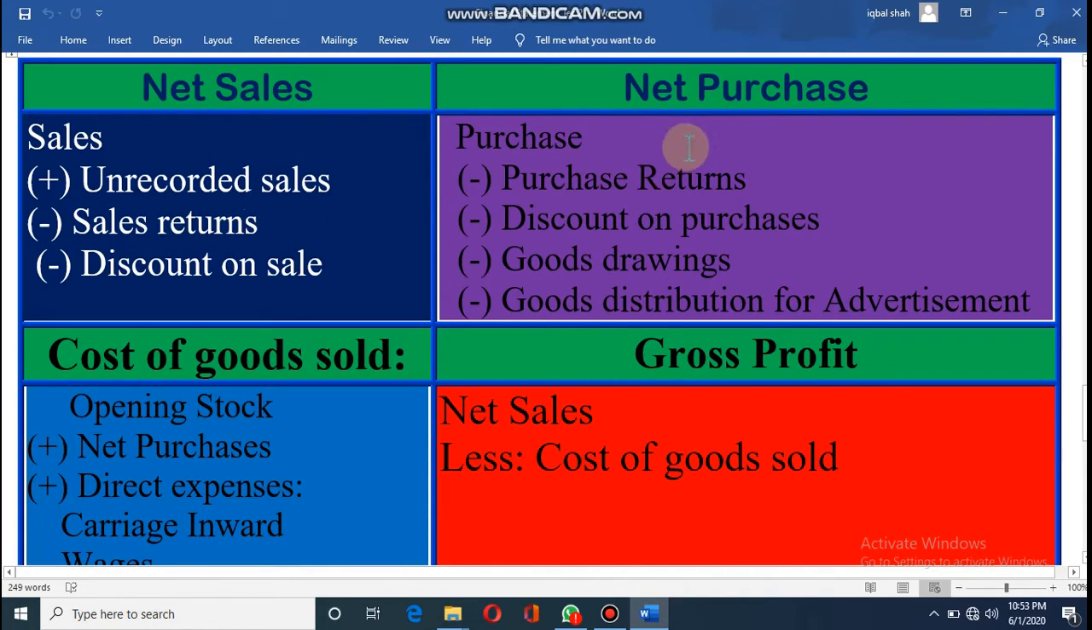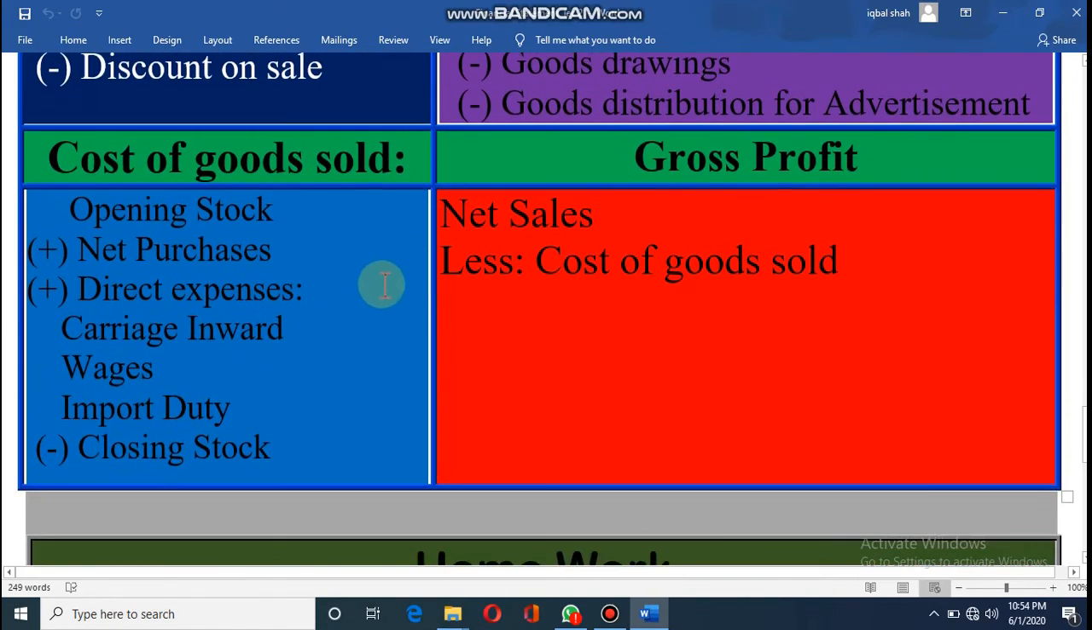Dear student, now net purchase. How will you find out net purchase? Purchase minus purchase return, minus purchase discount, minus goods drawing, minus goods distribution for advertisement. Dear student, two things are more than in sales here. Goods drawing: you know that the owner of a business may take goods from the business. That is goods drawing. If there is any goods drawing, it will decrease our purchase. If you distribute goods for advertisement, then it will also decrease our purchase. That's why these two items will also be subtracted from purchase. Then you will find out the net purchase.